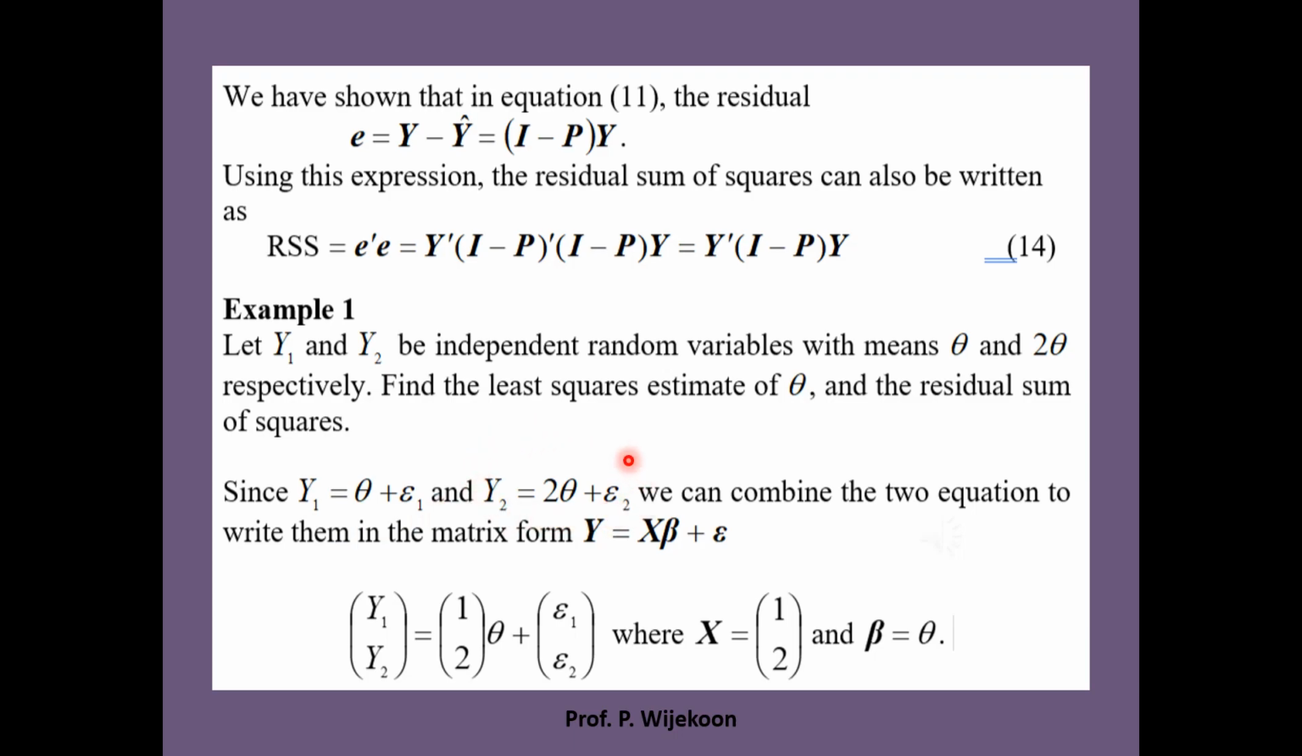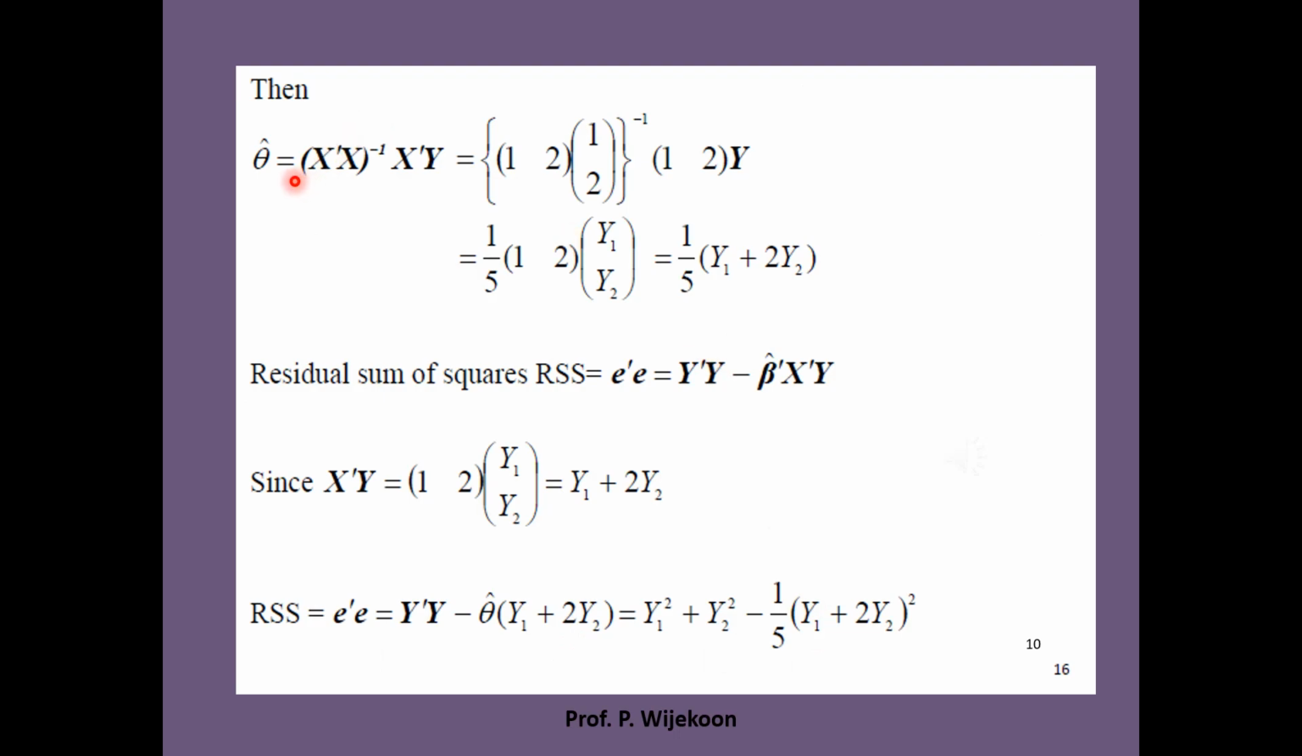Then we combine these two equations and write them in the matrix form as shown here. By substituting X matrix and Y vector, now we can find the least squares estimate of theta. To find the residual sum of squares, we use this expression. After computing X'y and y'y, we can now find the residual sum of squares.